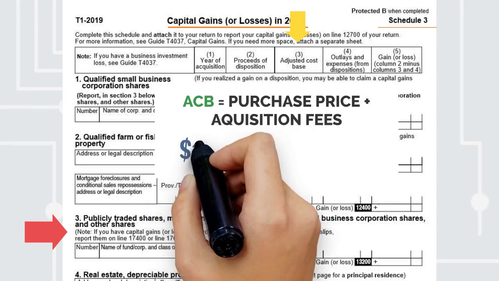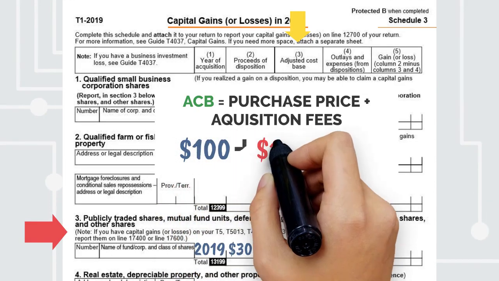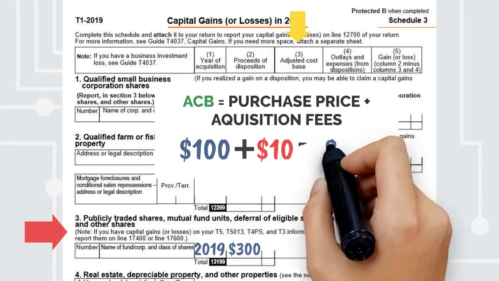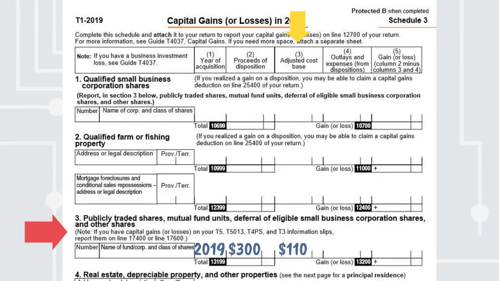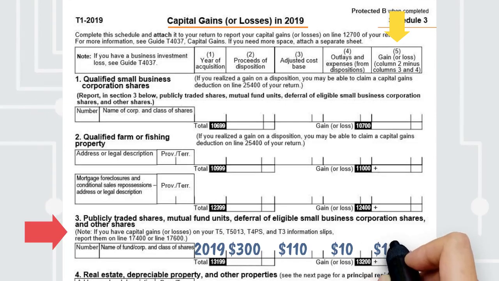In our example, that would be the $100 plus the $10 transaction fee that we had to pay in order to buy the stock, which equals an ACB of $110. The outlays and expenses, as we know, were $10, which we had to pay in order to sell the stock. So our final gain in this case is $300 minus our ACB of $110 minus the $10 fee we had to pay to sell, which brings us to a capital gain of $180.